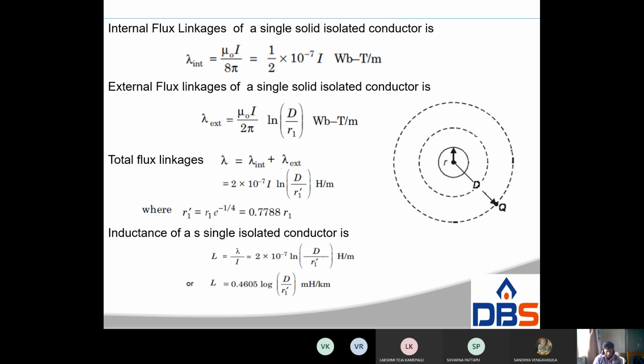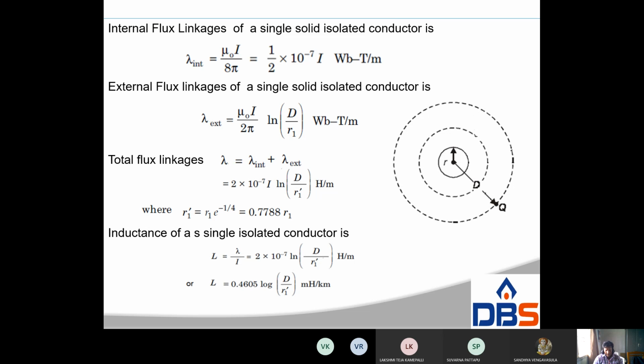Next, second, with steel conductors, mu r equals 100. Therefore loop inductance per meter equals 10 power minus 7 in bracket 100 plus 4 ln 300 by 1, that is equal to 122.8 into 10 power minus 7 Henry.